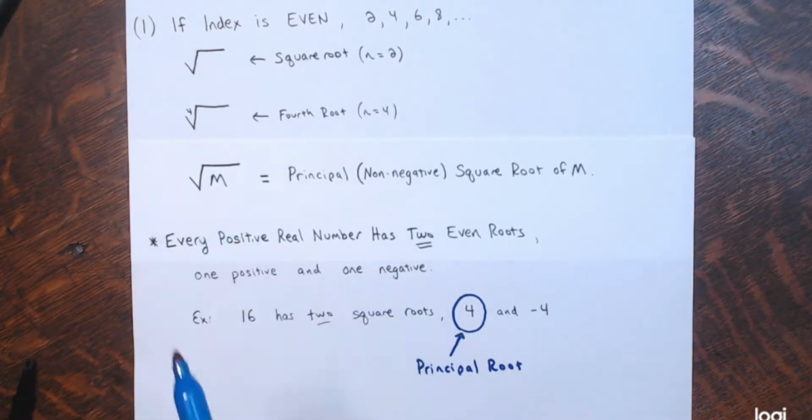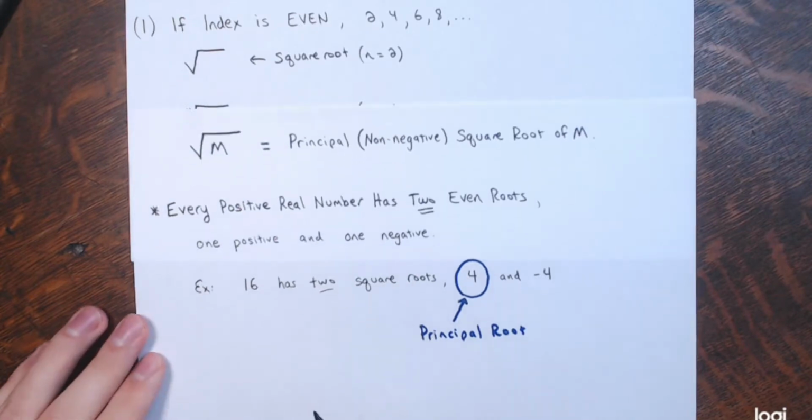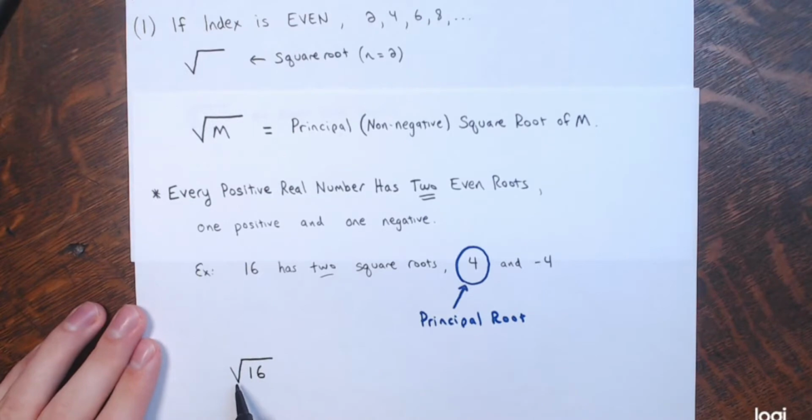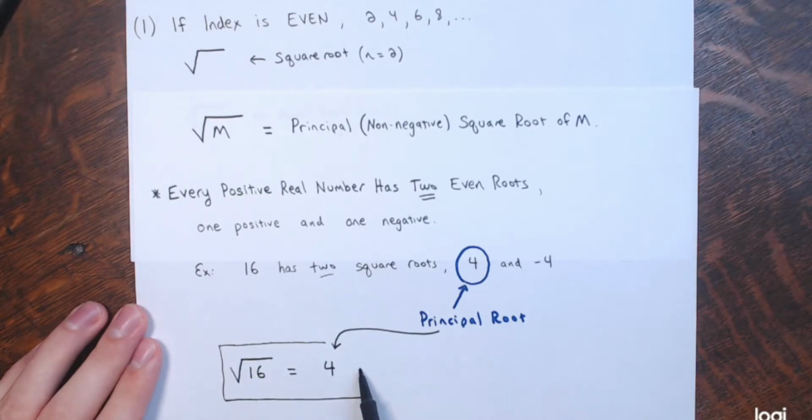So when you see this symbol, again, when you see this symbol, so if I say square root of 16, they're asking you for the principal root only. Okay? So the square root of 16 is simply 4.